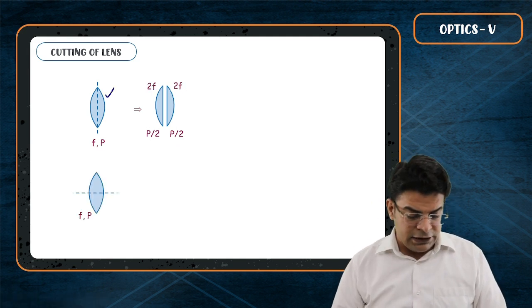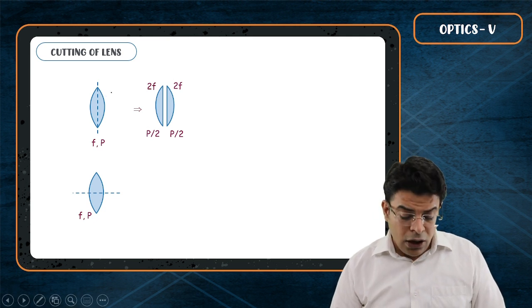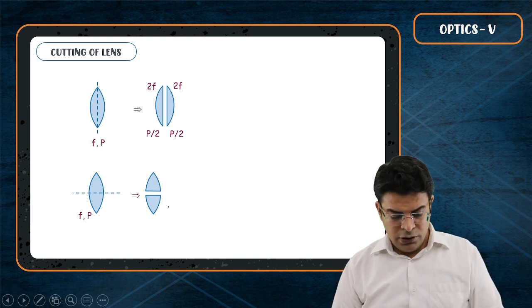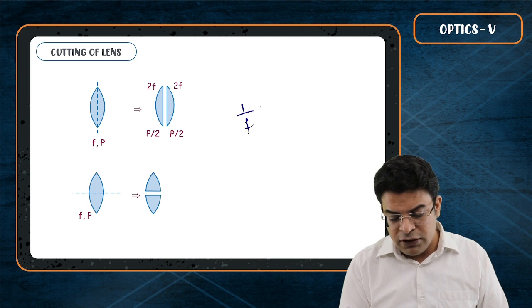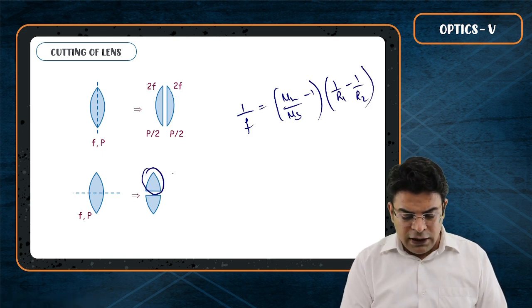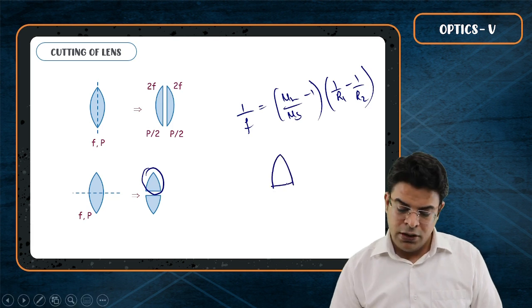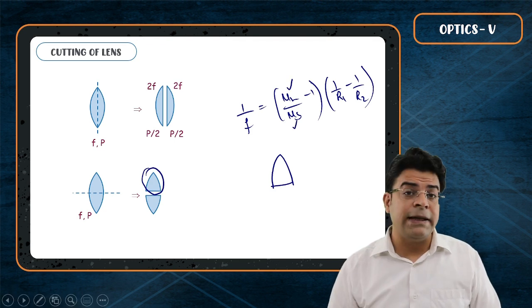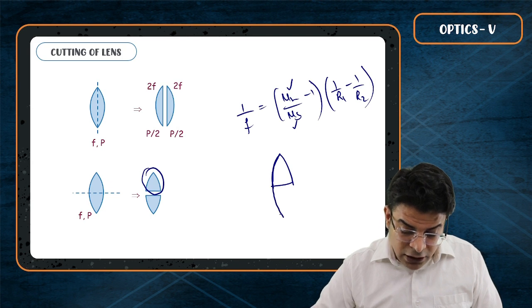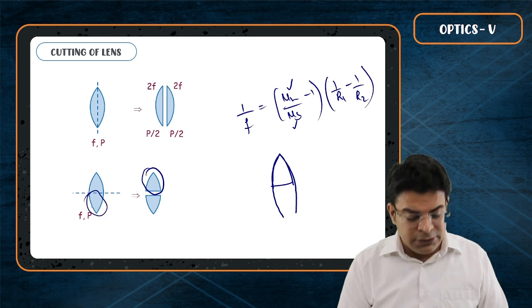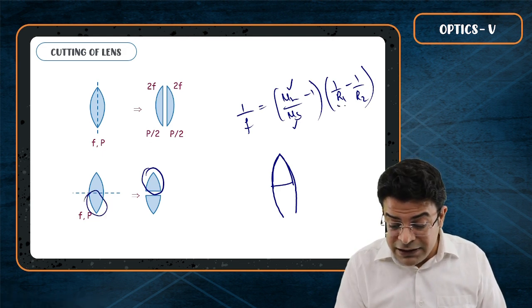If you cut the same lens along the principal axis, and now you get two small lenses, now tell me, for these two, what will be the power? So you will say that from the lens maker formula, we know that 1 by f equals mu L by mu S minus 1 into 1 by R1 minus 1 by R2. If I think of only one lens, the upper part, then it still has the same lens material. The surrounding is still the same. And the radius of curvature for the left surface and right surface is still the same. Though the lower half is missing, no doubt, the radius of curvature is still the same.